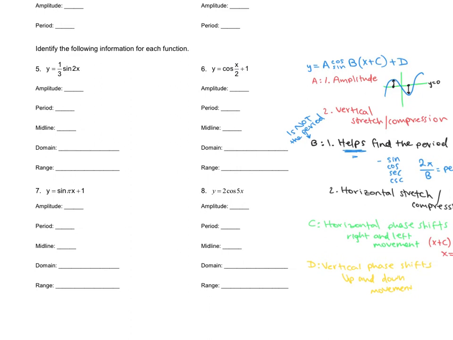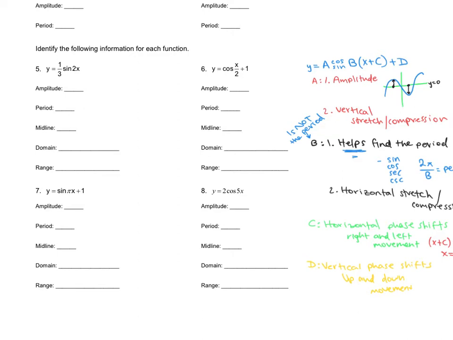So let's look at number 5. We have y is equal to 1 over 3 sine 2x. So let's go ahead and break down this equation into our formula. So by labeling each part of this equation as either B, C, D, or A, we can easily plug in those values into certain equations and then solve all of these questions that we have below.